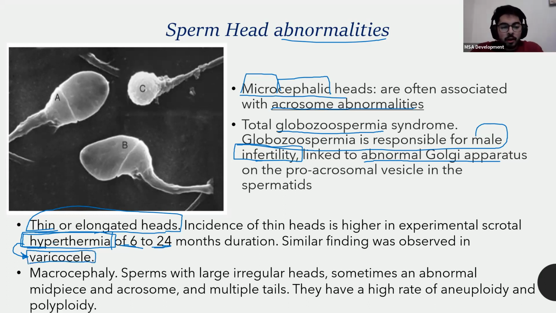Just note, the last abnormality is macrocephaly, which basically means a larger head. It's associated with multiple deformities of the sperm, like an abnormal acrosome, multiple tails, and abnormal head. It's also highly associated with high rates of aneuploidy and polyploidy. Only know the name, no need to worry about polyploidy, but aneuploidy, we just discussed it: one or more chromosomes are not diploid.